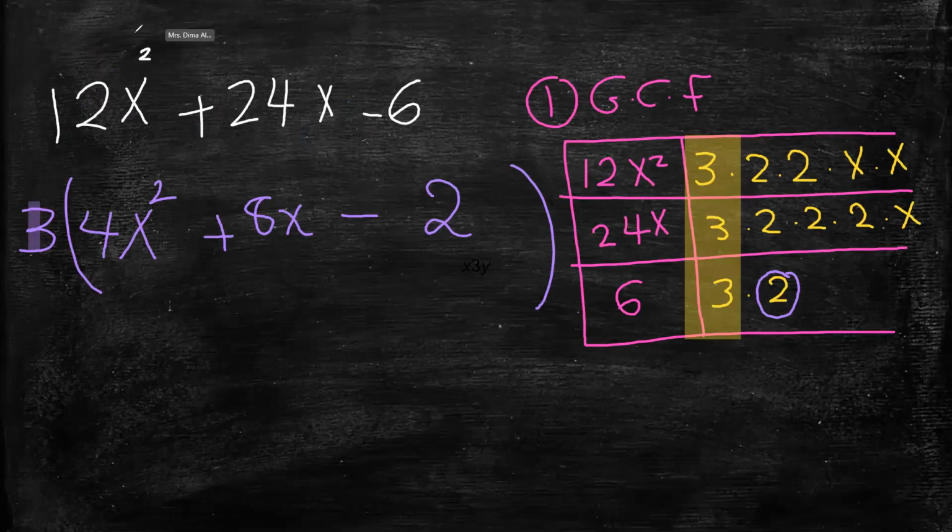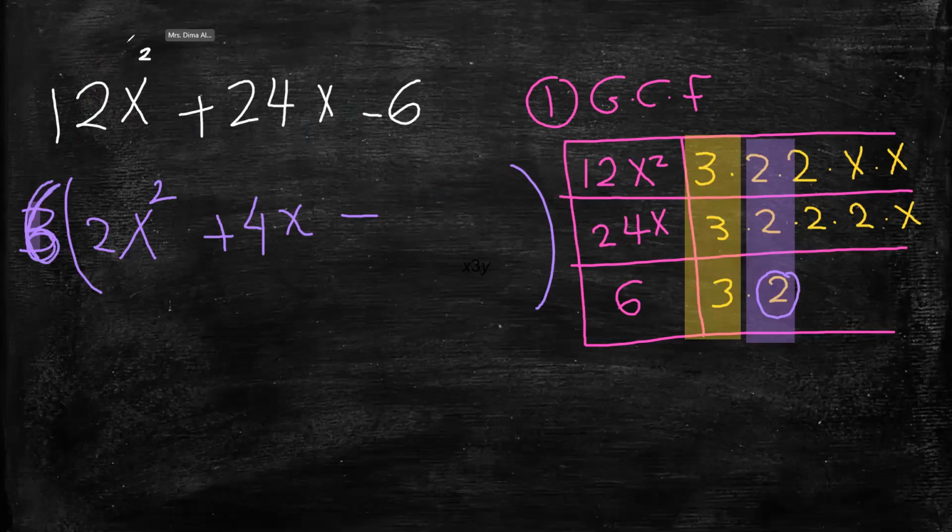Here also we have a 2 as a common factor. So we will say now, since we remove 3 and 2, we have only 2x squared plus 4x. And since here we remove the 3 and 2, you have only number 1. So now you factorize it with 6 outside: 6 times 2x squared plus 4x minus 1.